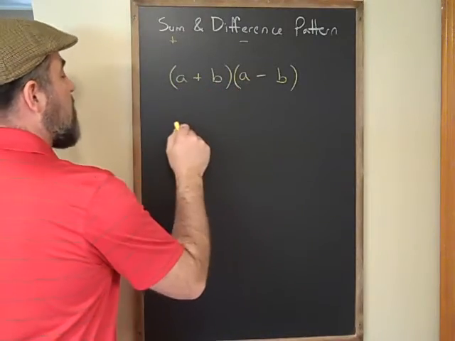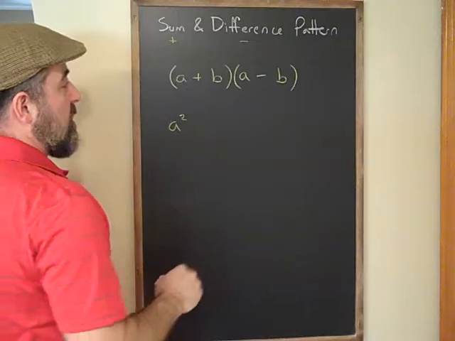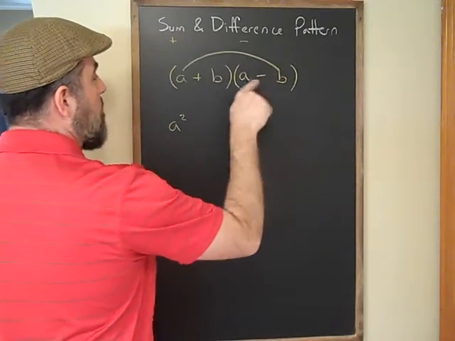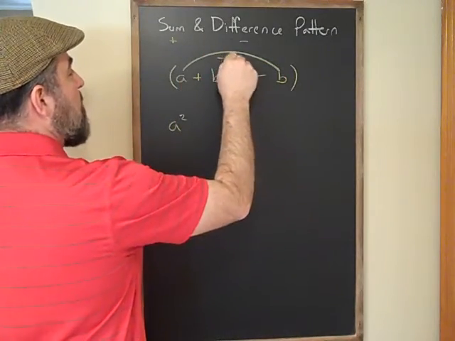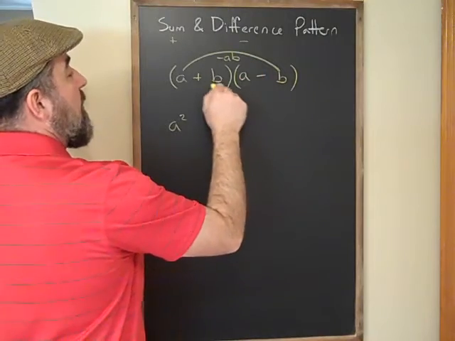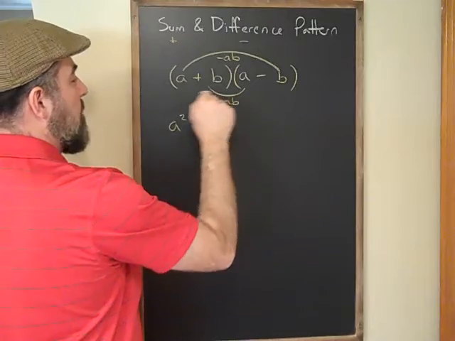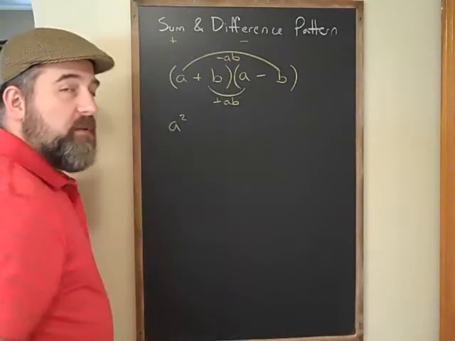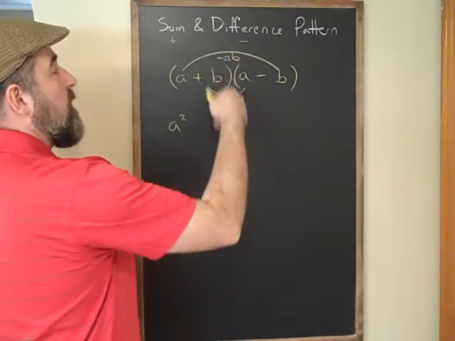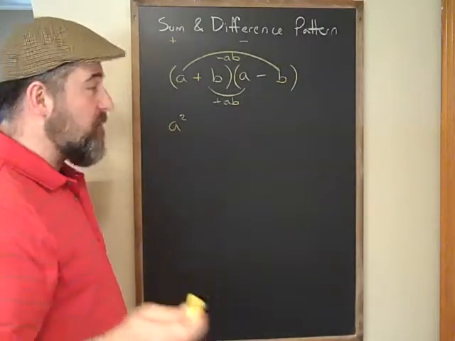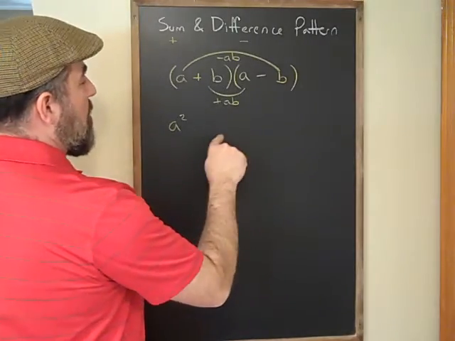Let's do our first times our first. We'll get A squared. Our outers will make a positive A times a negative B is a negative AB. And our inners, a positive B times a positive A is going to be a positive AB. Those are what? Opposites. What do you get if you add opposites? 0. So there is no middle term.